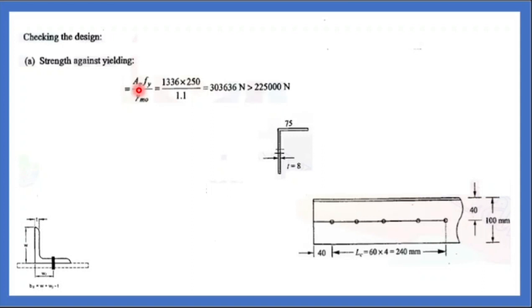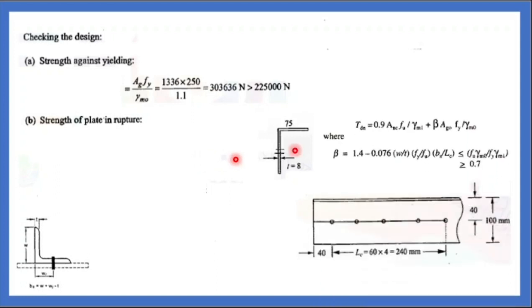3,03,636 Newton. What is the force which is coming? 2,25,000. What is the capacity of this material? 3 lakh. So it is safe. Now check for the next case. Strength of plate in rupture. For that, this formula for angle section.